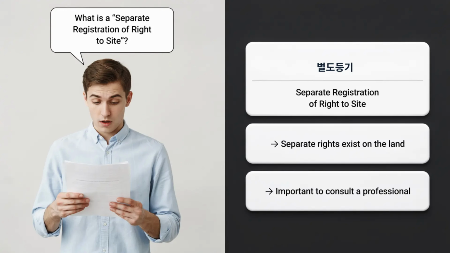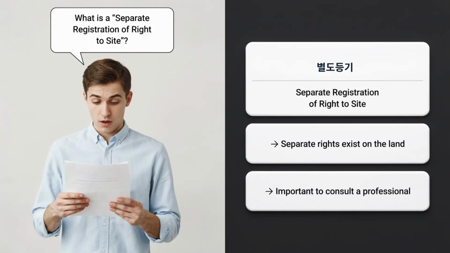If the land rights field shows a separate registration of right to site, someone else holds separate rights to the land under this building. The building document may look clean, but the land may have debts. It is important to consult a professional before you decide to sign.